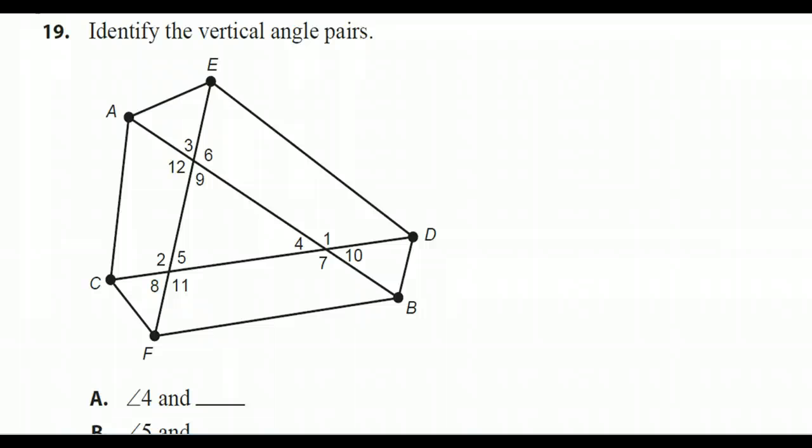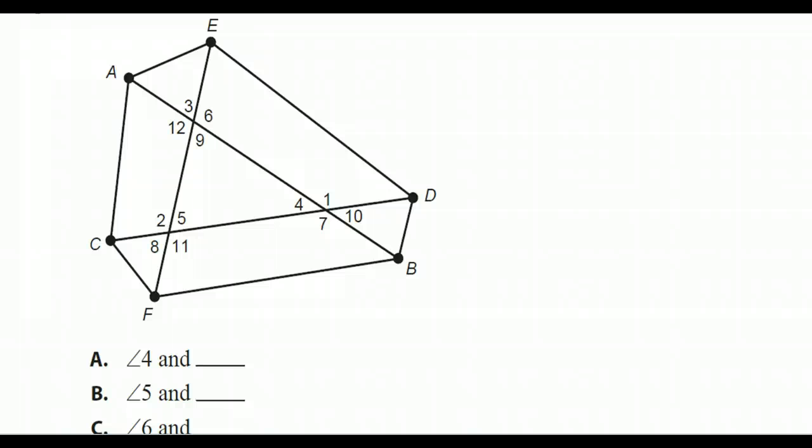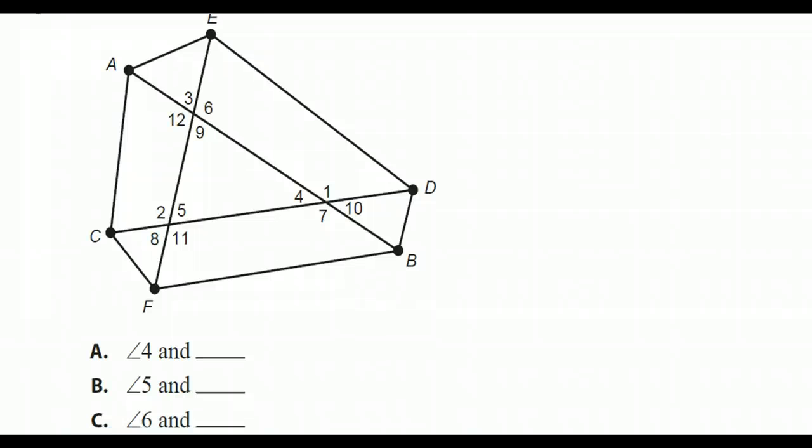Okay, so 19, we're going to identify the vertical angle pairs. I'm going to scroll down a little bit. I didn't have enough room for the directions and the problem. So for part A, we're looking at angle 4. Keep in mind that vertical angles are formed by two intersecting lines, and they're just the angles right across from each other. So we're looking at angle 4, and we want to look at the angle right across from that, and that's angle 10. That's going to be the vertical angle pair. So we put angle 10 right there.